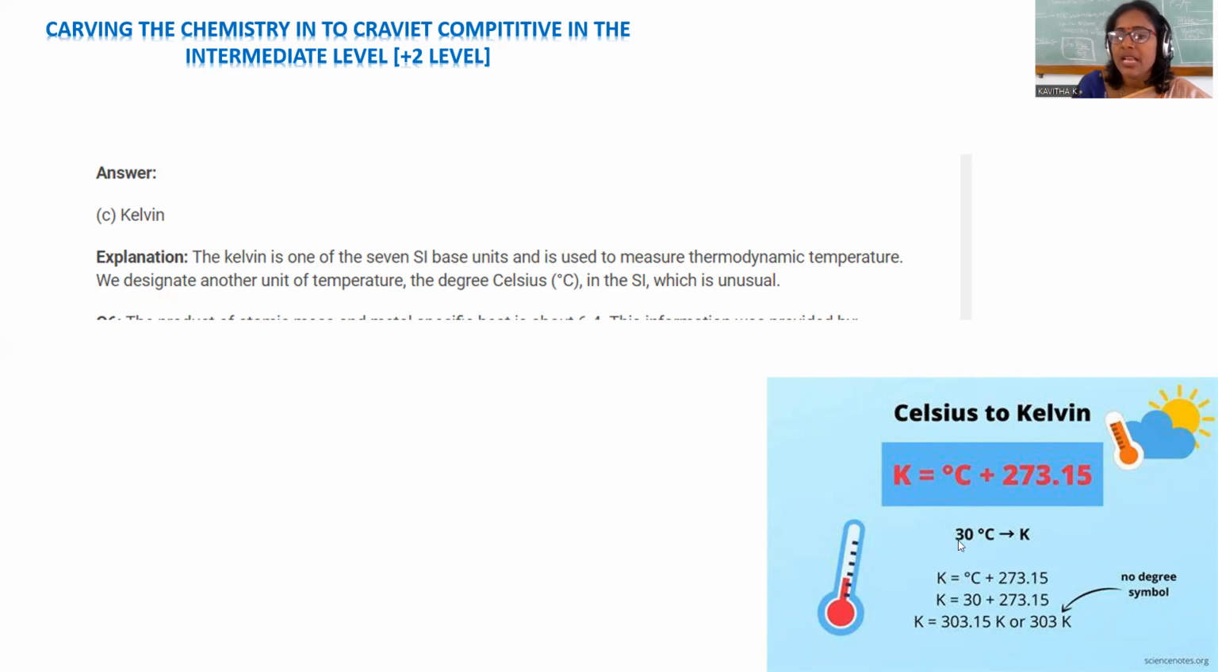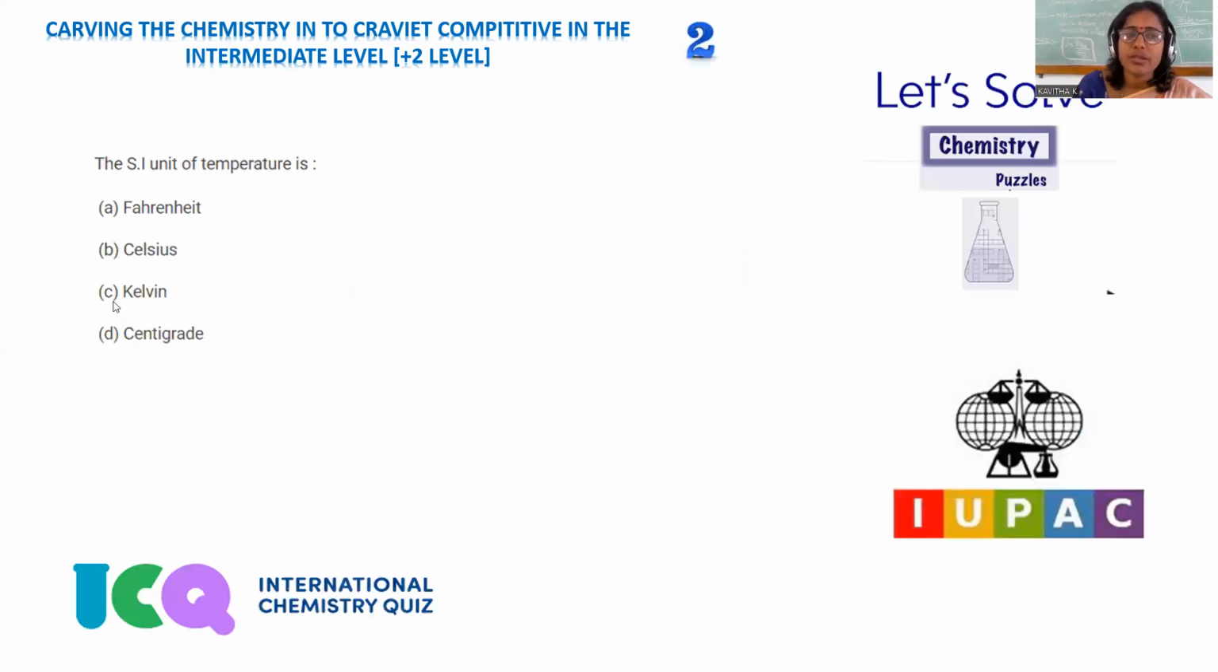For example, if you want to convert 30 degrees centigrade into Kelvin, the 30 can be added with the term 273.15. So that Kelvin scale temperature is denoted as 303.15 Kelvin. Right. So it's very simple to convert degree centigrade into Kelvin and vice versa. The correct answer will be option C for question number 2.